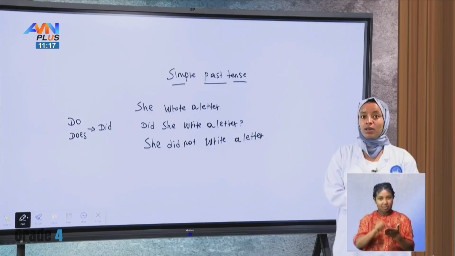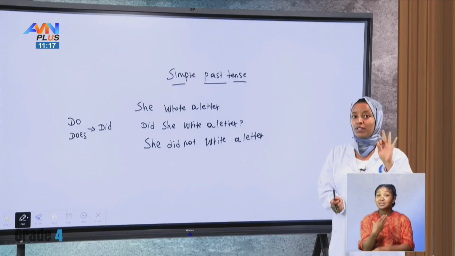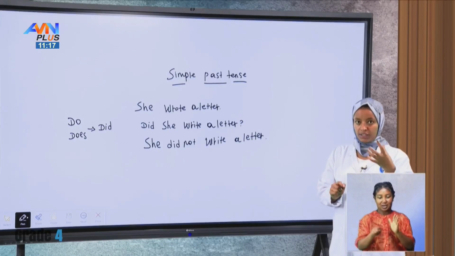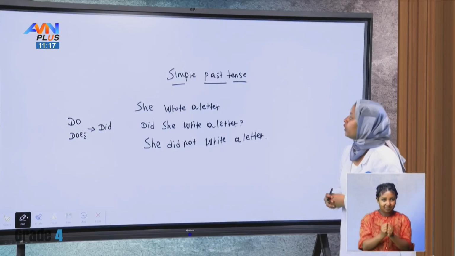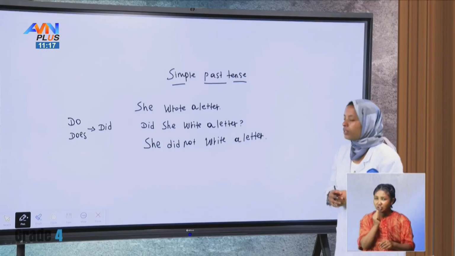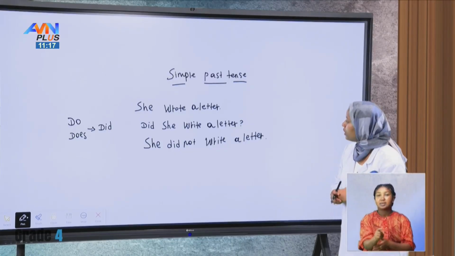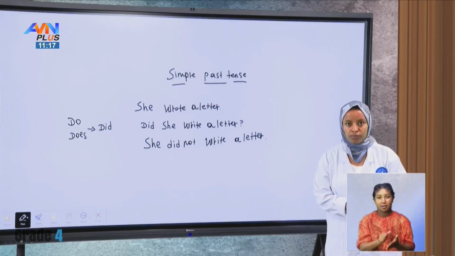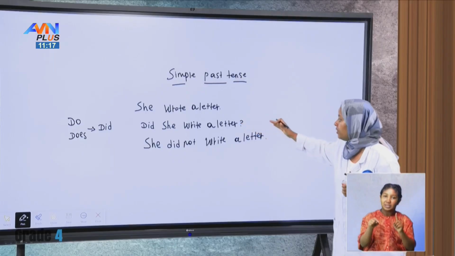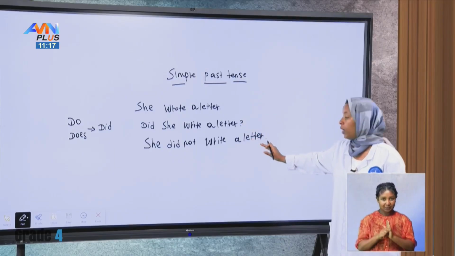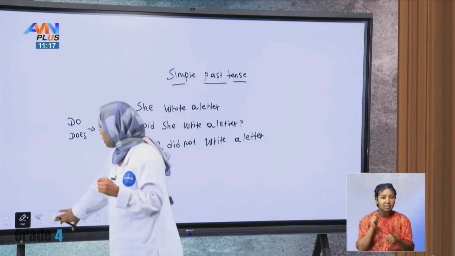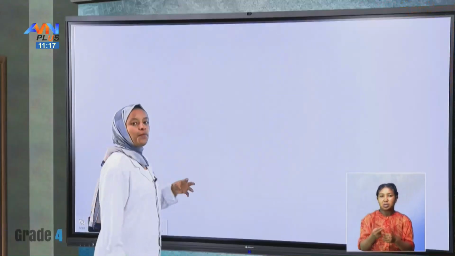Look at these examples. We are constructing how many sentences? 3 sentences by using affirmative, interrogative, and negative forms. Let us read the sentences together. She wrote a letter. Did she write a letter? She did not write a letter. This is the example of affirmative, interrogative, and the next one is negative. So we can use for simple past tense sentences where we can use easily did.